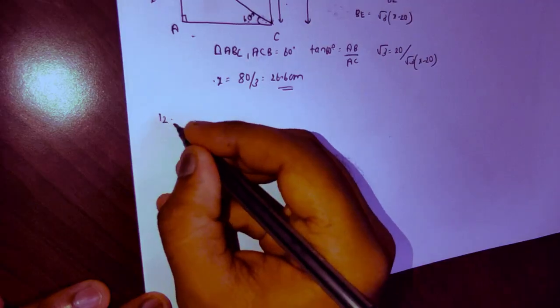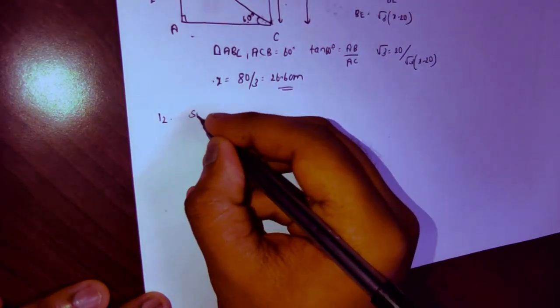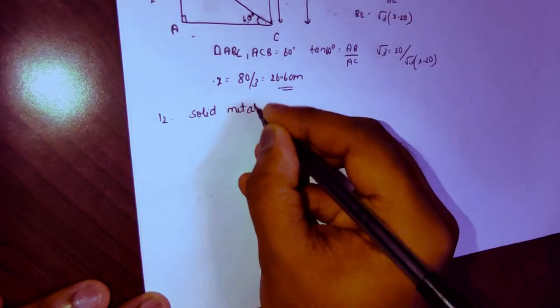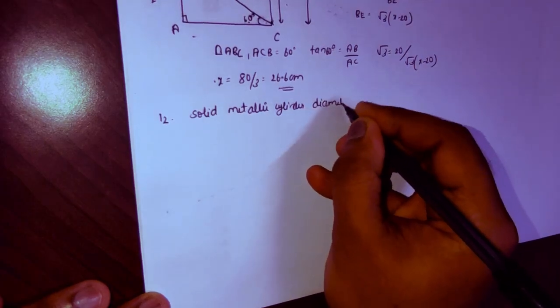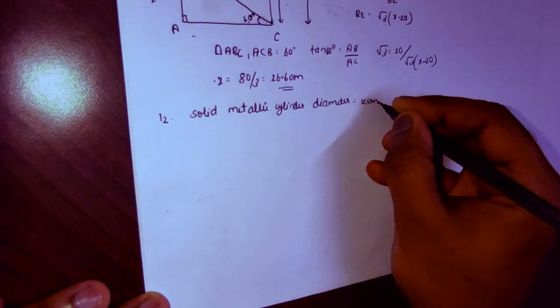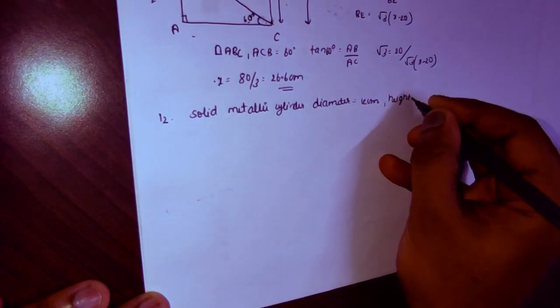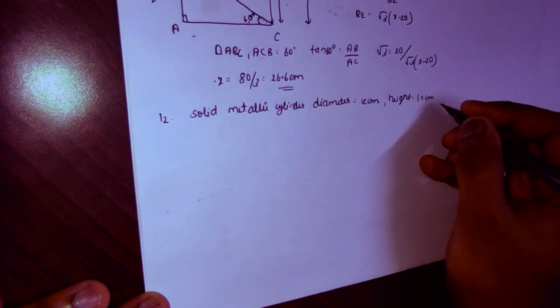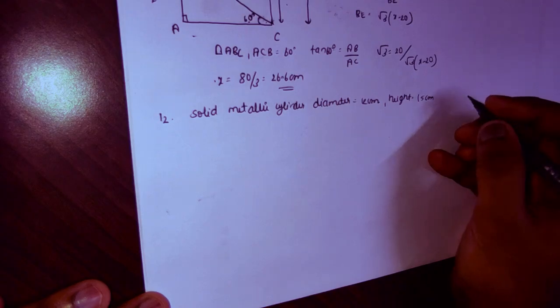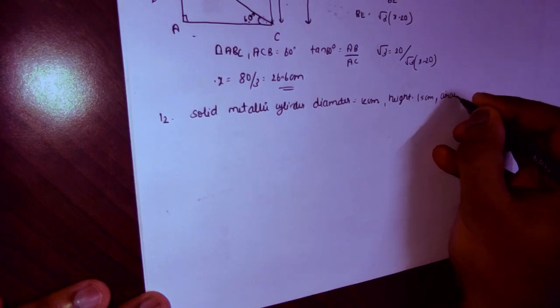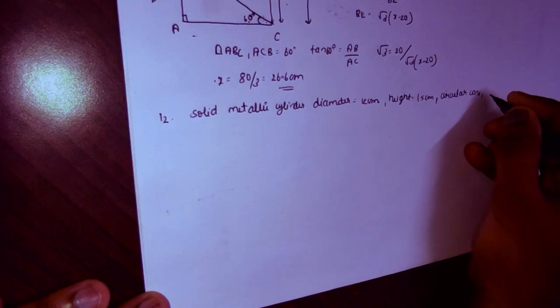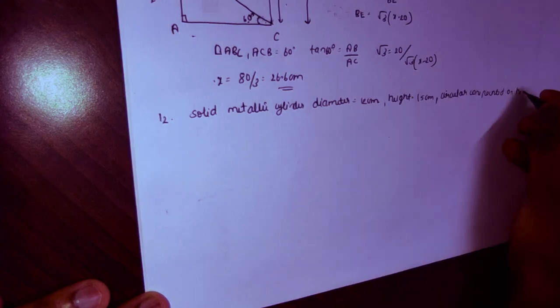Let us move into the 12th question. A solid metallic cylinder, diameter is given 12 centimeter, height is given 15 centimeter, is melted and recast into toys in the shape of a right circular cone mounted on a hemisphere. The shape it is recast into is a circular cone mounted on a hemisphere.